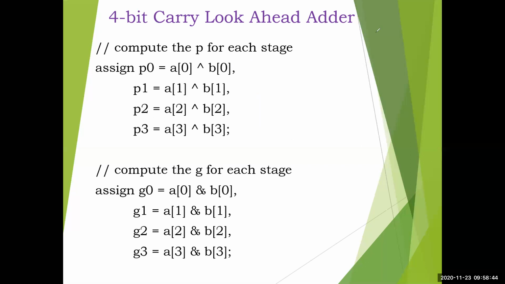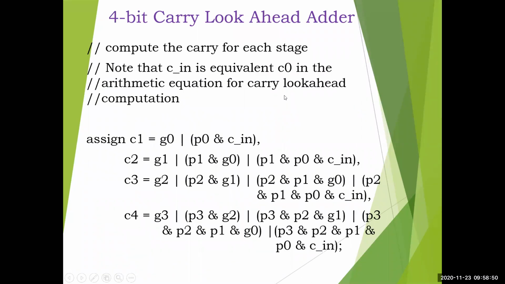Okay, so that is c1, c2, c3, that big expression we have written, that we try to write with operators. So this is how it looks. Compute the carry for each stage. Note that c in is equivalent to c naught in the arithmetic equation for carry look ahead computation. Okay, so c naught I have used in the block diagram, but I'm using c in here. So this one observation you can look at.